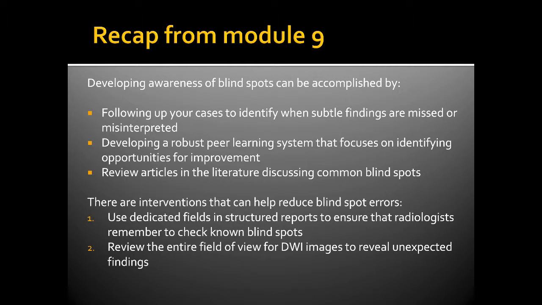There are interventions that can help reduce blind spot errors that include using dedicated fields in structured reports to ensure that radiologists remember to check known blind spots, and reviewing the entire field of view for diffusion-weighted images to reveal unexpected findings.